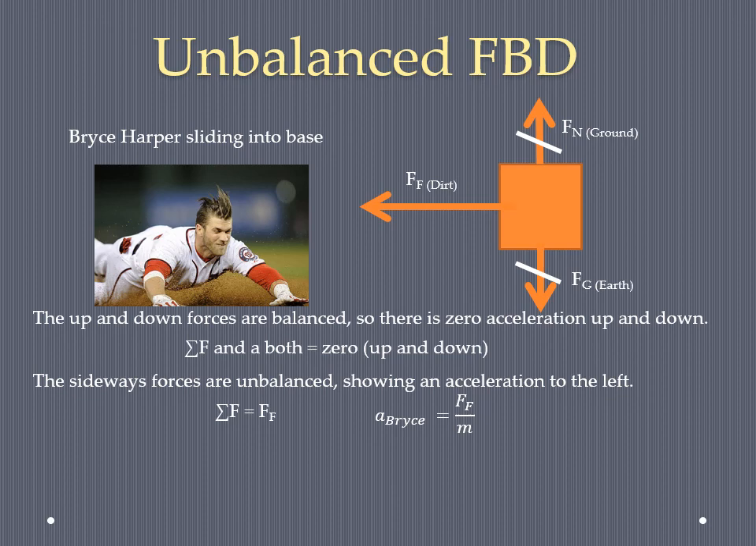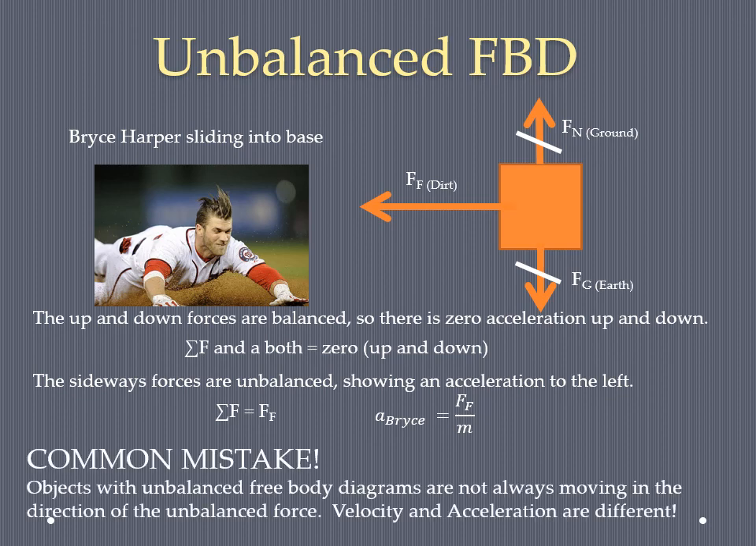One common mistake with unbalanced free body diagrams is that people tend to think that if there's an unbalanced force, that must be the direction the object's moving. Even in the example we just came up with here, that's not the case, right? He's moving to the right, and there's an unbalanced force to the left. So just a reminder that velocity and acceleration do not have to be in the same direction. Sometimes they are, and sometimes they're not, but you can't always tell which way an object is moving just from looking at the free body diagram.